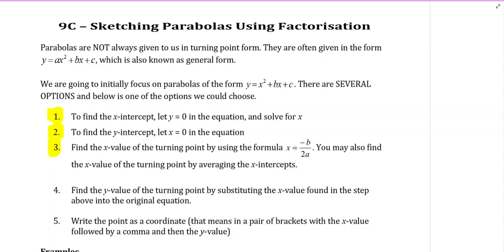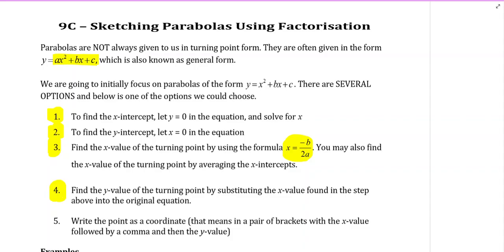First of all, we have this formula, x equals minus b over 2a. That's called the axis of symmetry formula. The a and the b come from your quadratic equation. The a is whatever's in front of the x squared, the b is what's in front of the x, and the c is the number on the end. You put those numbers into that formula, and that will give you the x-coordinate of the turning point, which you then sub into your original equation to find the y-coordinate.